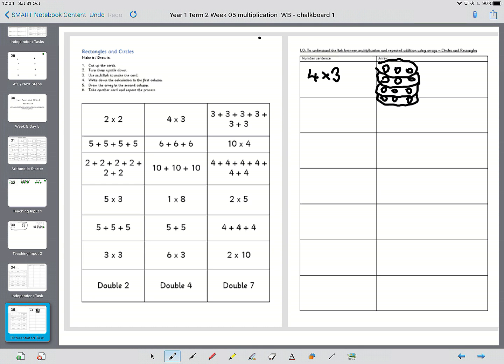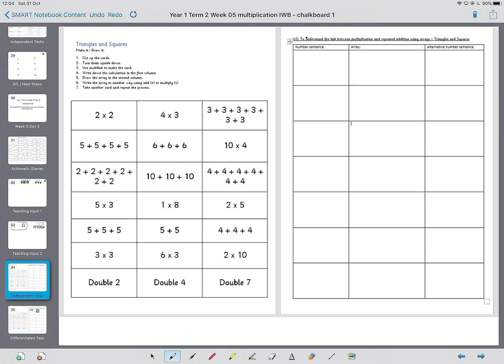You could have alternatively done it round the other way, but as long as you're showing the sets, that is what we call the array. And you don't really need to even draw around them. Okay? So that's what you're aiming to do with this one. So this is the simpler one. Going to count to 5. 1, 2, 3, 4, 5.